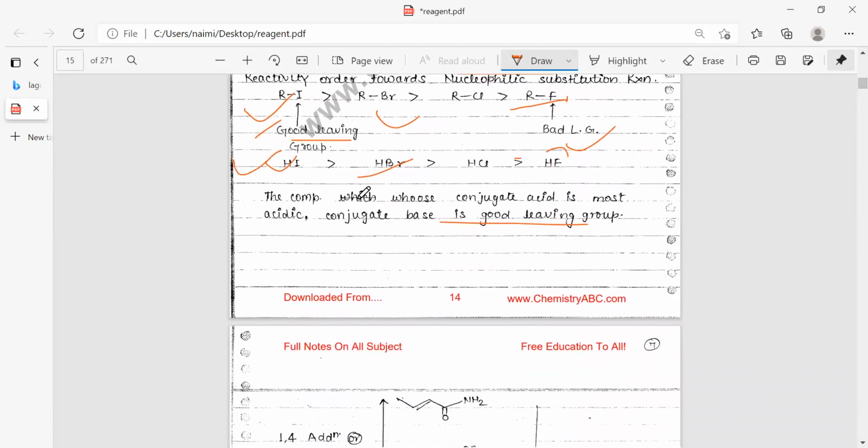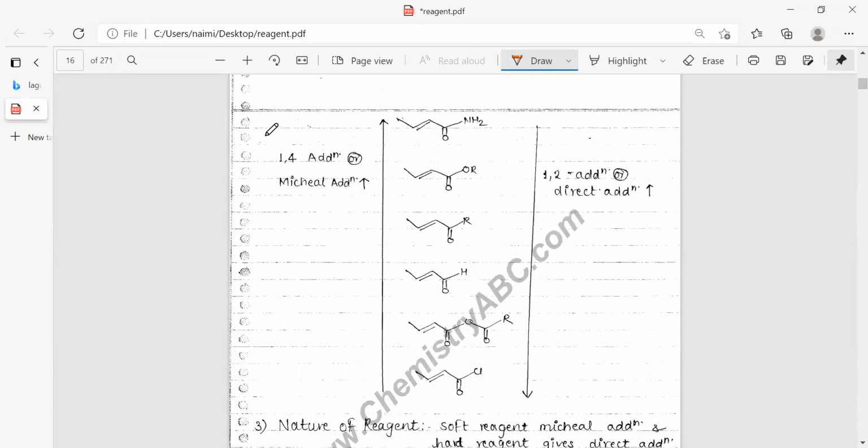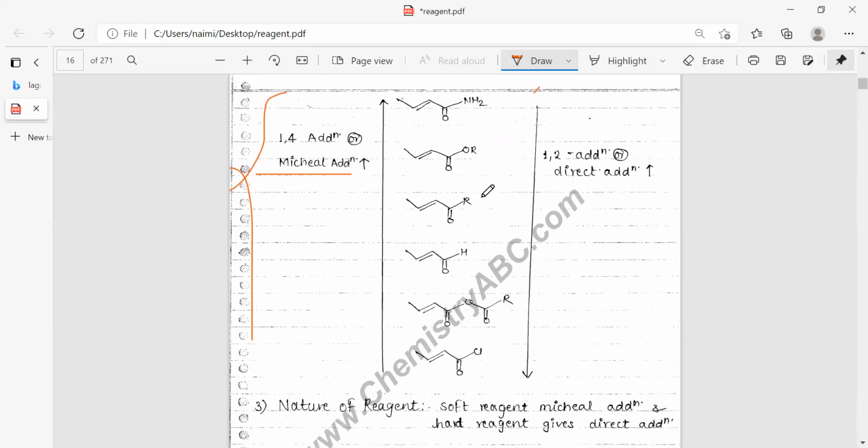Okay, so like that. You can see that 1,4 addition takes place as the Michael addition. In this type of compound, 1,2 addition and 1,4 addition are both possible, but 1,4 addition takes place via this direction, and 1,2 takes place via this direction. So in these compounds, 1,4 addition takes place in this moiety.